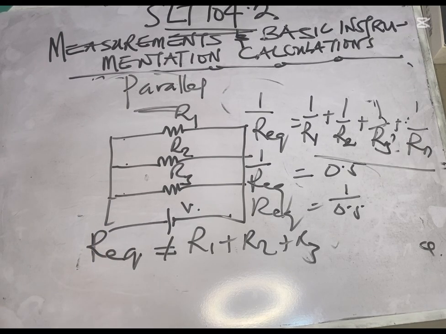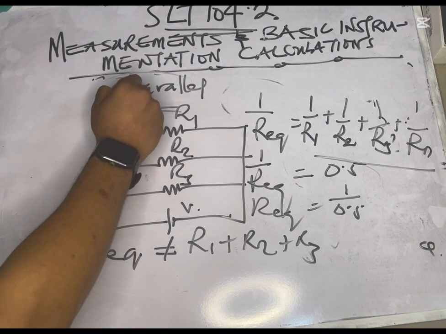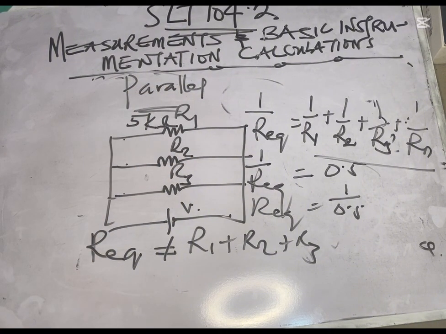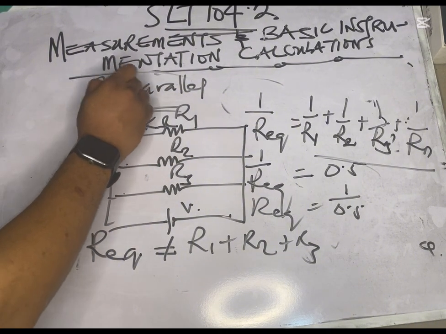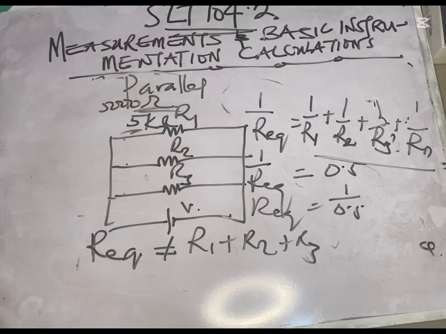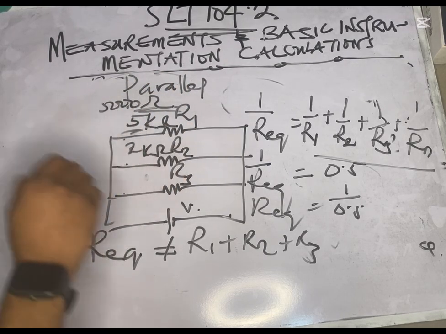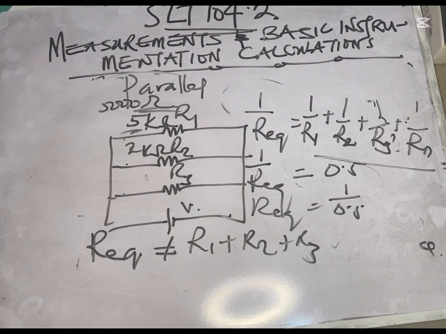And another thing is this: when you're calculating your total resistance, always be careful to know the unit of the resistance of the resistors in the circuit. If you see something like 5k ohms, please, this k is 1000. So 5 kilo ohms means 5000 ohms. Don't just carry 5 and say you want to use 5. So it's 5000. If this is 2 kilo ohms, this is 2000. We'll be looking at examples so you understand it better.